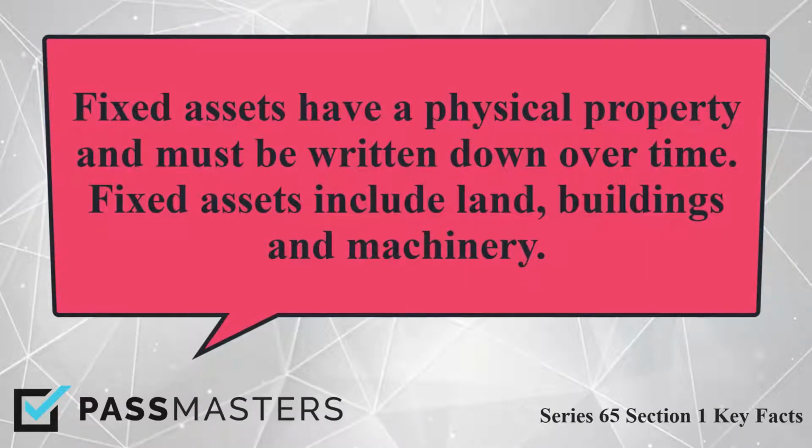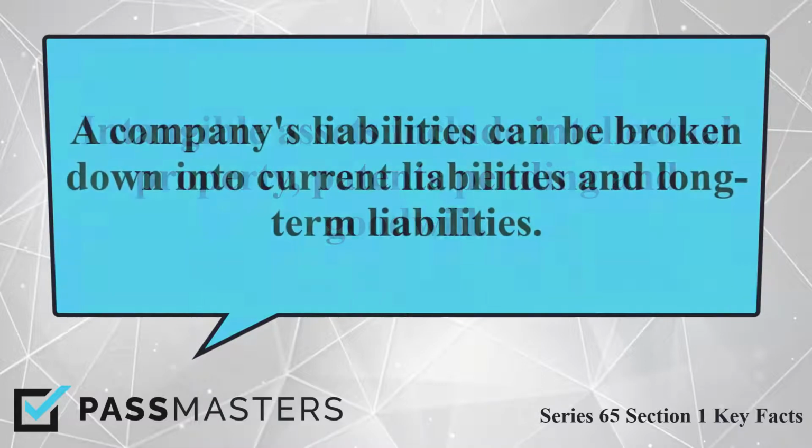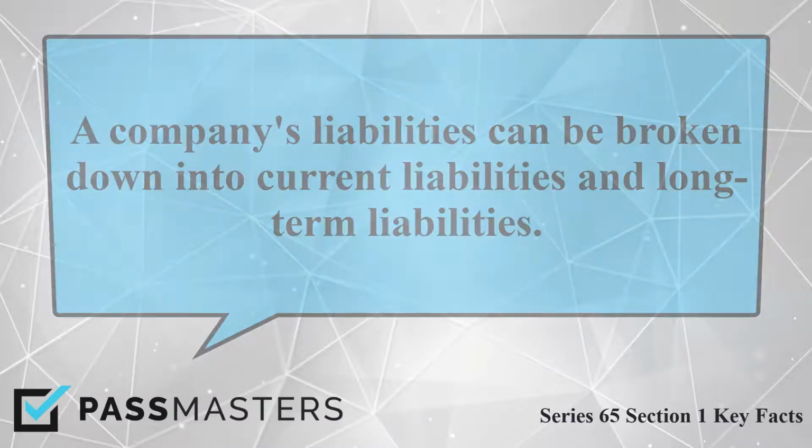Fixed assets have a physical property and must be written down over time. Fixed assets include land, buildings, and machinery. Intangible assets include intellectual property, patents pending, and goodwill. A company's liabilities can be broken down into current liabilities and long-term liabilities.